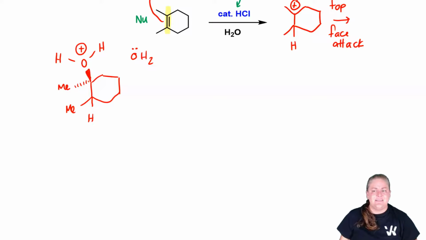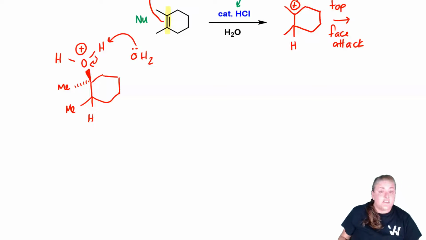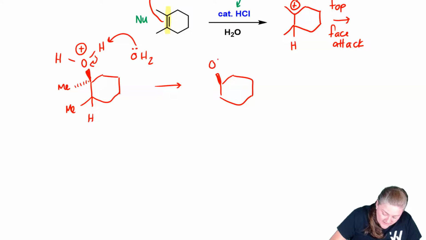That's what a catalyst means. It's present at the start and is regenerated at the end. So I need to regenerate that catalyst, and I need to give a neutral product. Hydrogen is abstracted. 2 electrons in the hydrogen-oxygen bond go to the oxygen, and I am left with my final product here. OH group up, methyl group down, and the methyl and the hydrogen here.